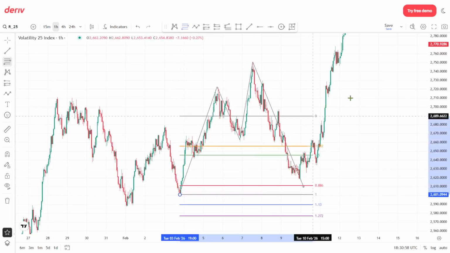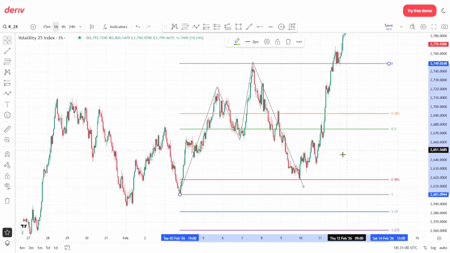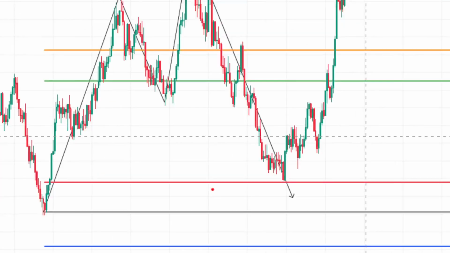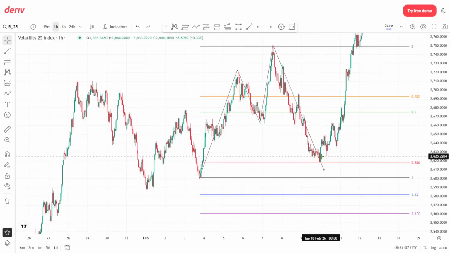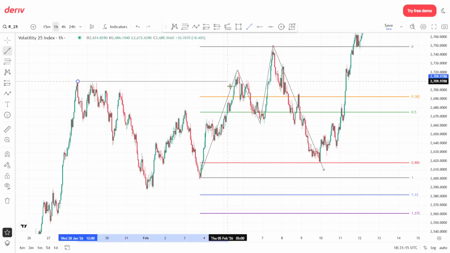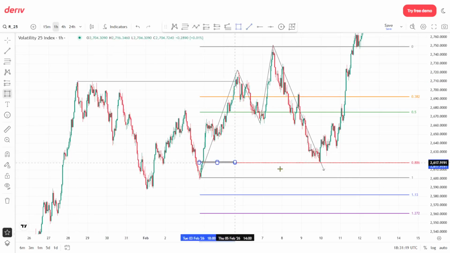So this is what I mean by the fact that it didn't test. Let's look at that together. It did not. It missed it by a pip. So this was another kind of scaling trade here also. You can see this one. Make sure that your structure is intact. Break of structure, price pulls back again into this origin, right?